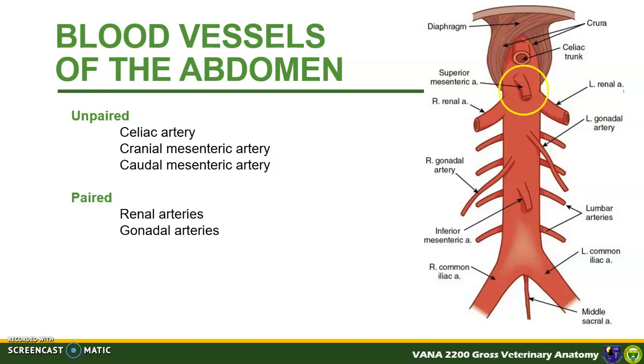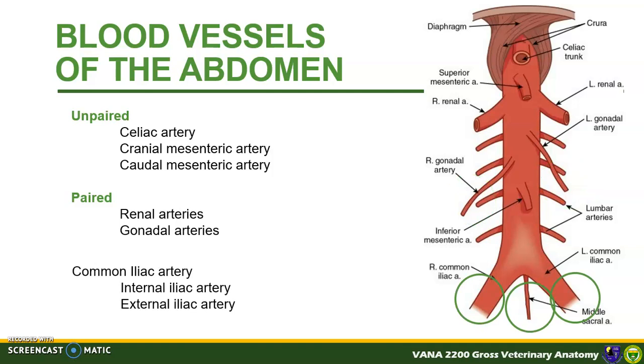The cranial mesenteric artery supplies most of the intestine, while the caudal mesenteric artery supplies the descending colon and the rectum. The paired renal arteries originate caudal to the cranial mesenteric artery and supply the pair of kidneys. The gonadal arteries, or the testicular or the ovarian arteries, depending on the sex of the animal, are small vessels supplying the gonads. They usually arise just caudal to the renal arteries.